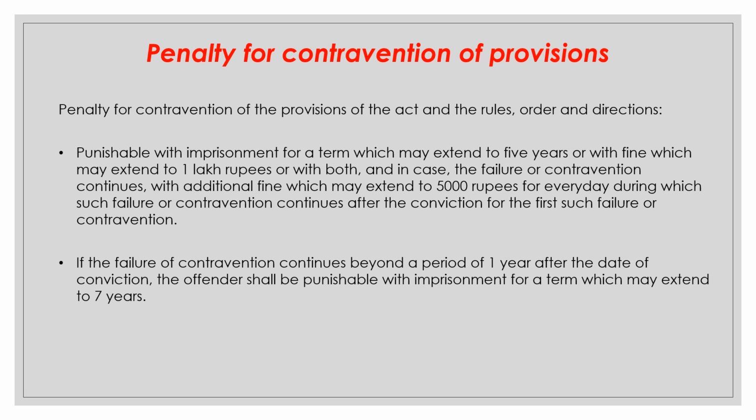If the failure or contravention continues beyond a period of 1 year after the date of conviction, the offender shall be punishable with imprisonment for a term which may extend up to 7 years. So if the party continues contravening the provisions even after 1 year, he is punishable with imprisonment up to 7 years.